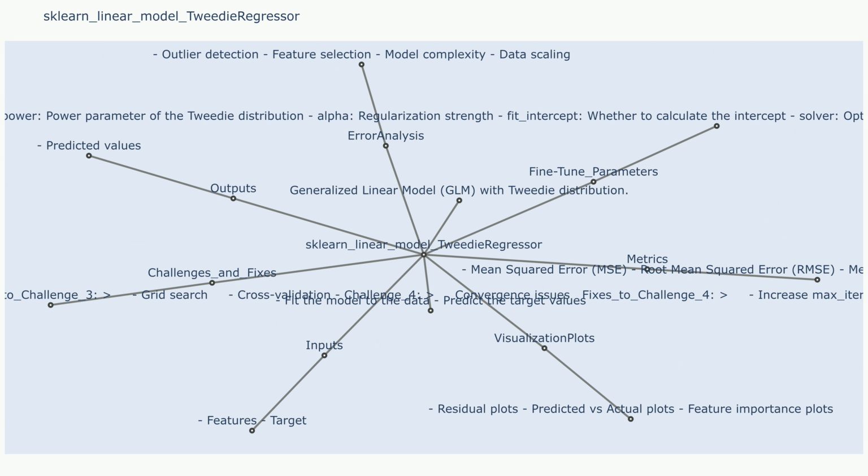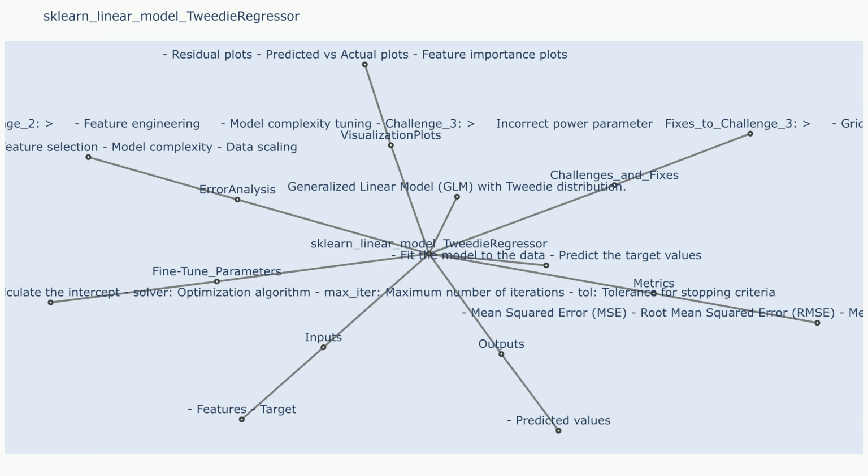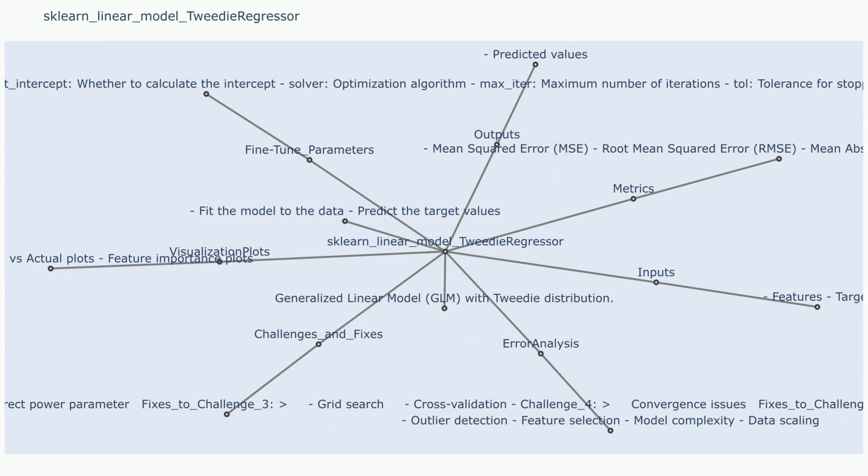Steps. Model initialization: create an instance of the Tweedie regressor class, specifying the desired parameters. Model training: fit the model to the input data X, Y using the fit method. This involves estimating the model coefficients and intercept that minimize the specified loss function. Prediction: generate predictions for new input data using the predict method. This involves applying the estimated coefficients and intercept to the input features.